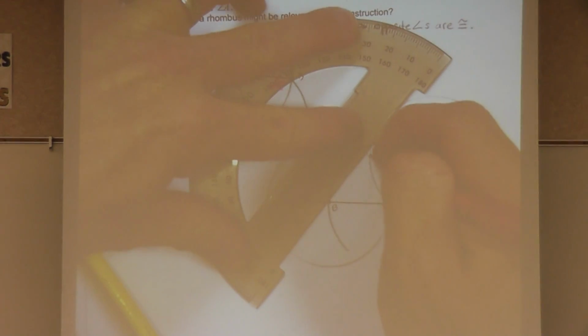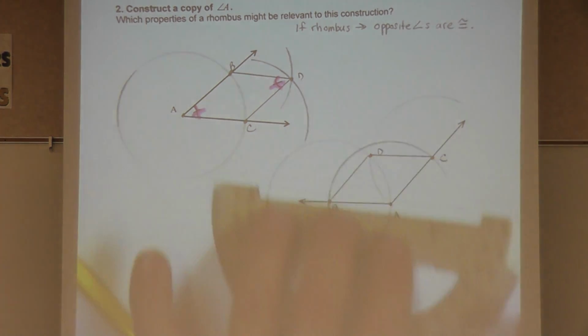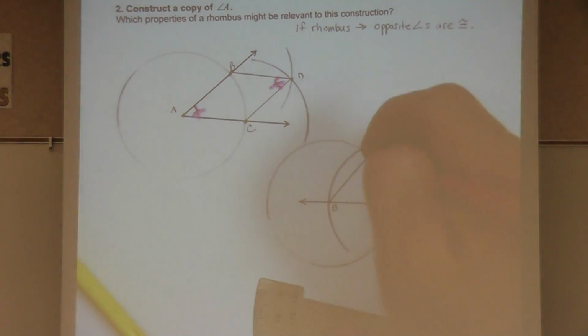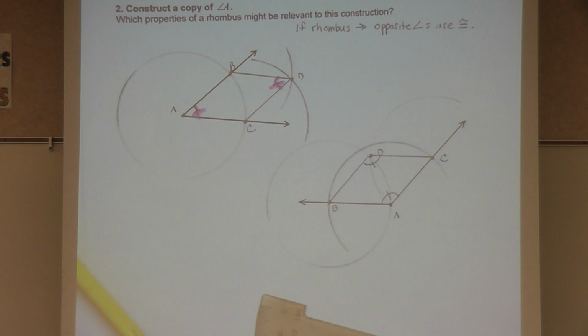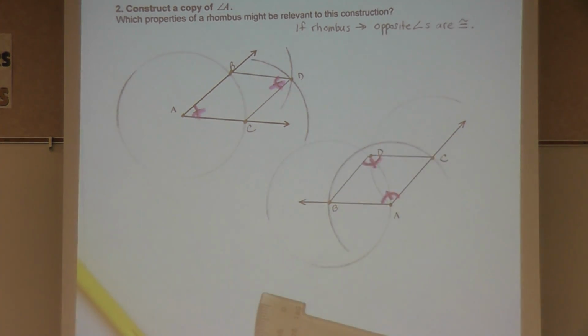So drawing in the rhombus, I know that I've made a copy of angle A because, again, if it's a rhombus, opposite angles are congruent. So angle D is congruent to the given angle that was called angle A. So we've constructed the congruent angle.